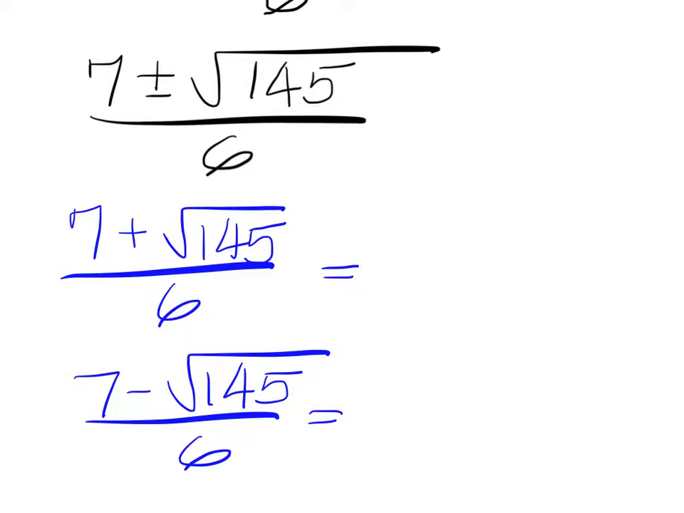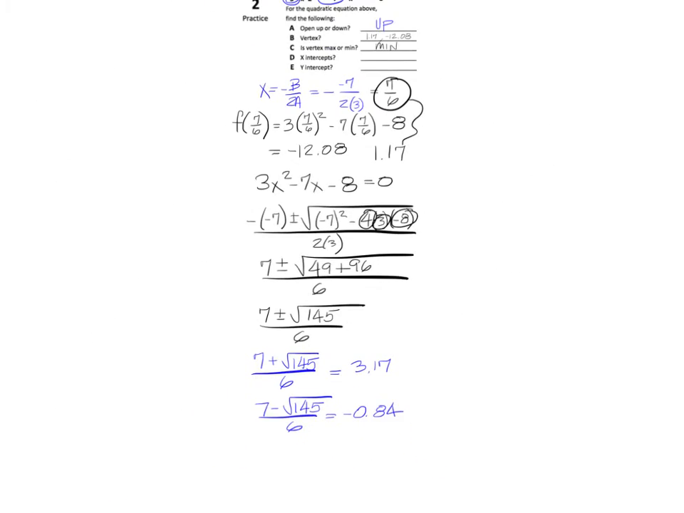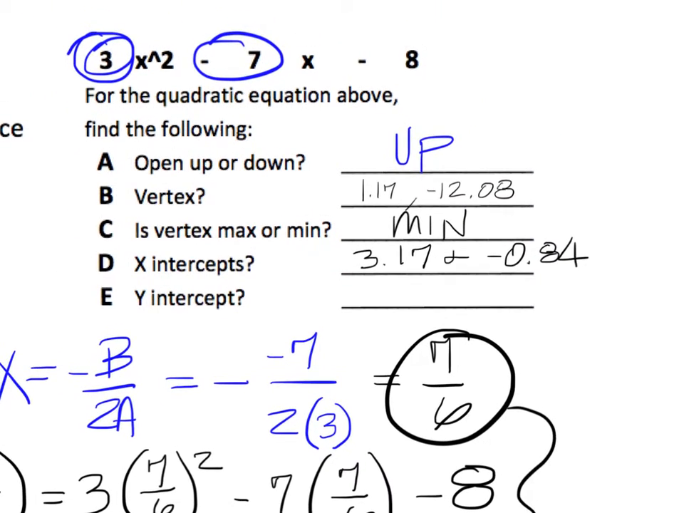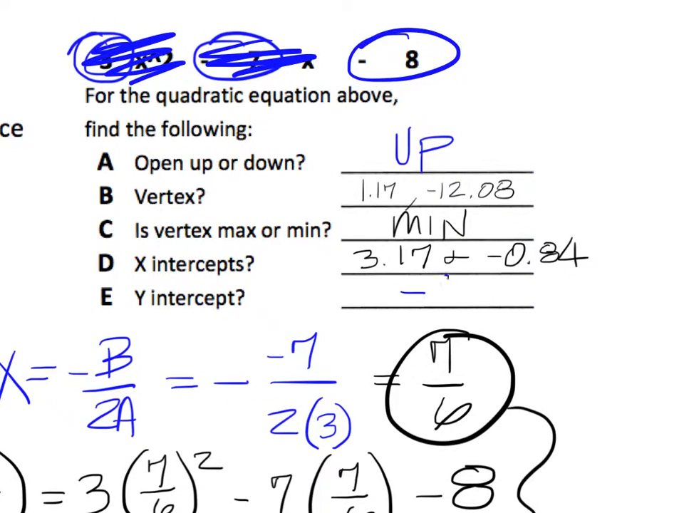Alright, so 7 plus the square root of 145, hit enter, and then divide by 6. You come back with 3.17. And then 7 minus the square root of 145, hit enter, divide by 6. Negative 0.84. So we will fill those in up here in our answer list. We had 3.17 and negative 0.84. The y-intercept, after you plug in 0, here it cancels out, here it cancels out, and you're left with a negative 8.